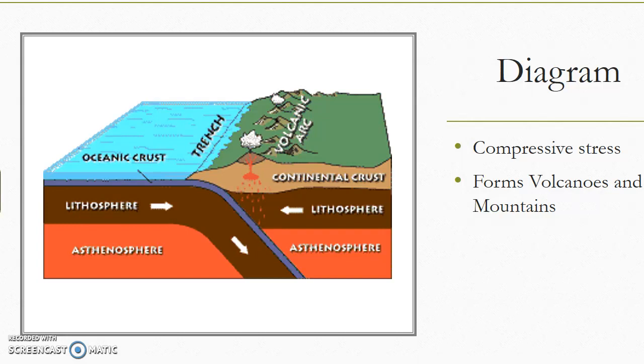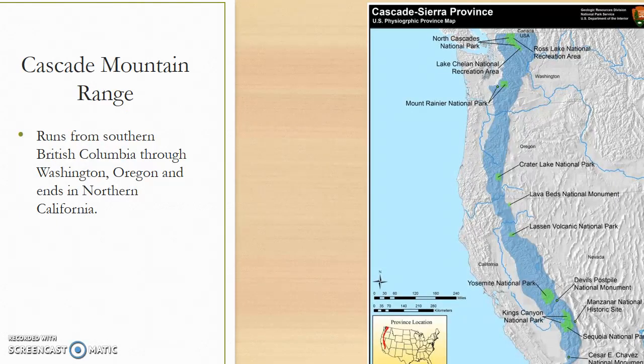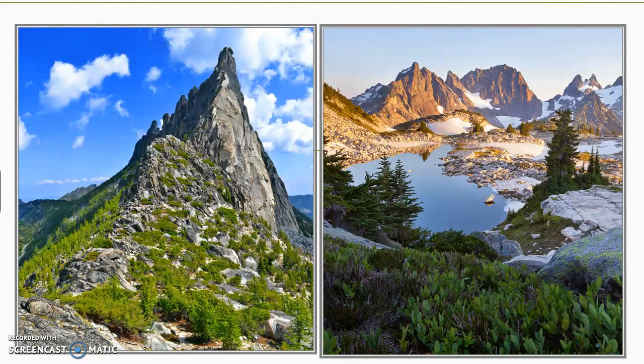So let's look further. Real quick, a brief overview of what the Cascade Mountain Range is and where it is exactly. It runs from southern British Columbia in Canada, all the way through Washington, through Oregon, and all the way through northern California. What these mountains kind of look like is almost like a granite marble.